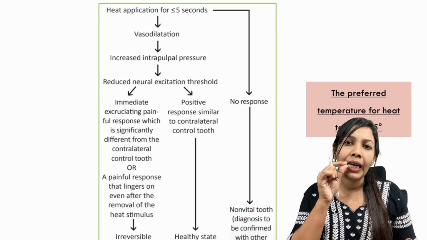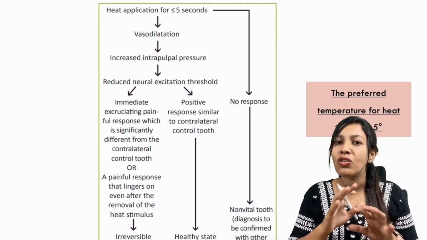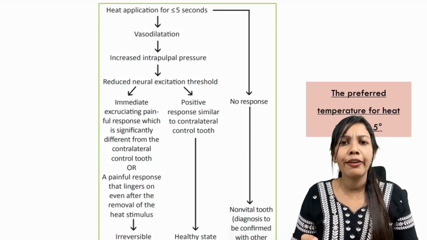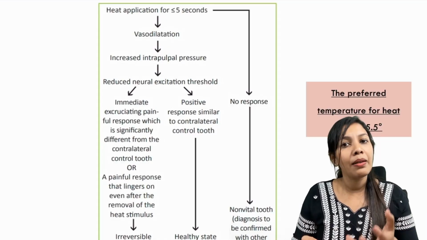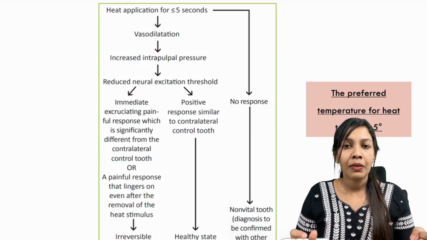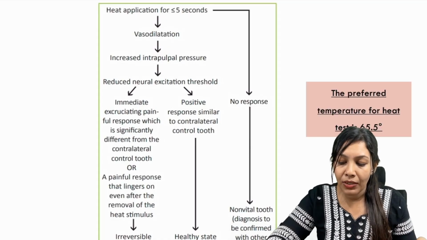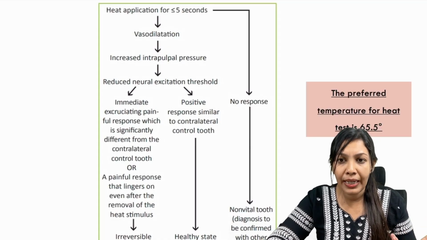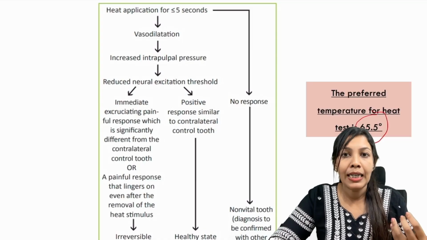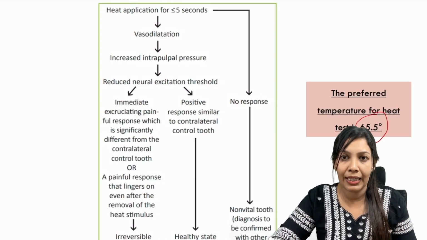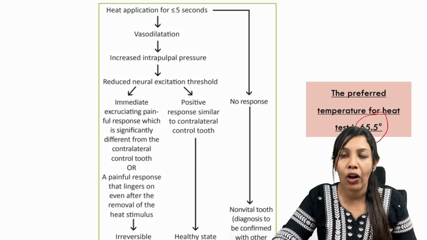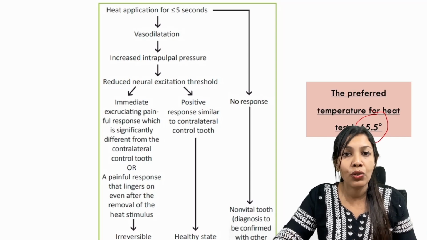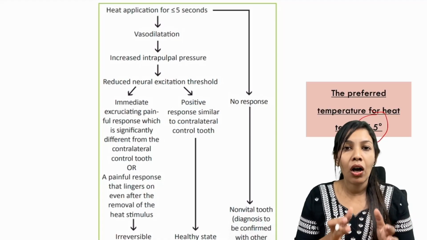When we apply the stimulus and the patient is not showing any kind of response, that means the tooth is non-vital. Another important NEET MDS question: what is the preferred temperature of heat? That is 65.5 degrees centigrade. That is the minimum temperature required to activate the C fibers in order to show a response through heat. So this much was all regarding heat.